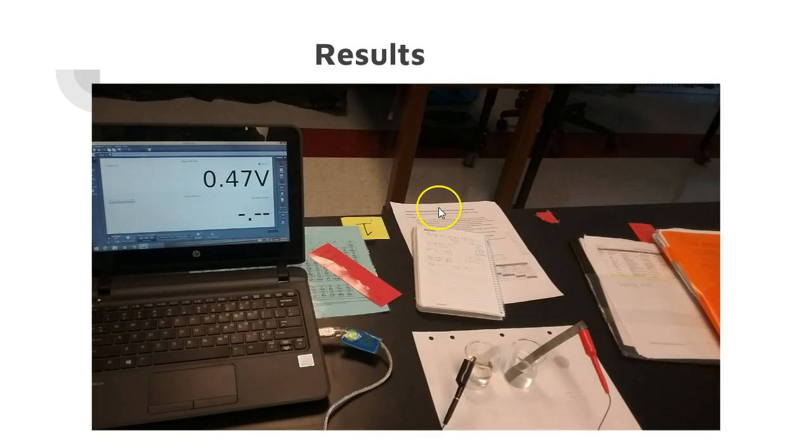And by using my computer and this software called Pasco Capstone, I discovered that my battery produced a voltage of 0.47 volts. And I was expecting a higher voltage when I did the cell potential energy, but I feel the reason why it wasn't as high as it should have been was because other people used the materials before I did.